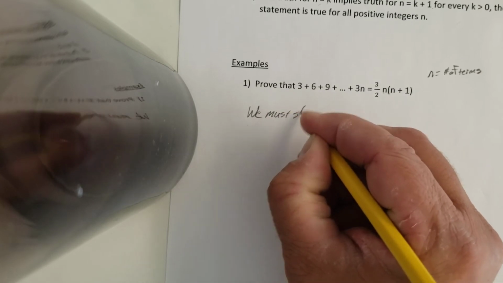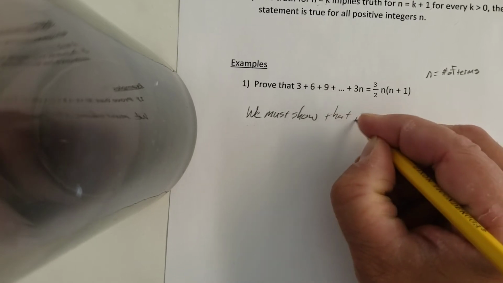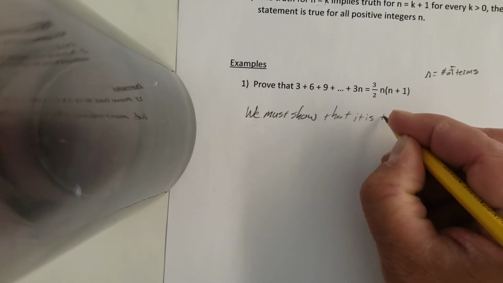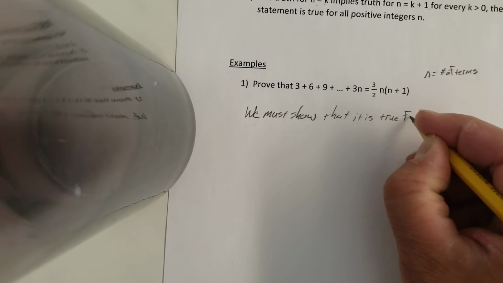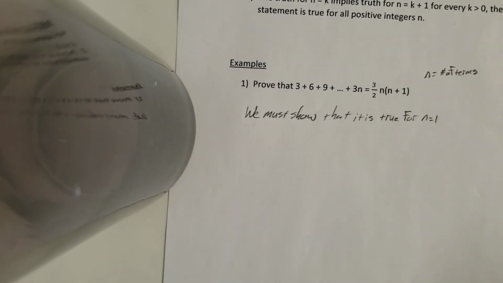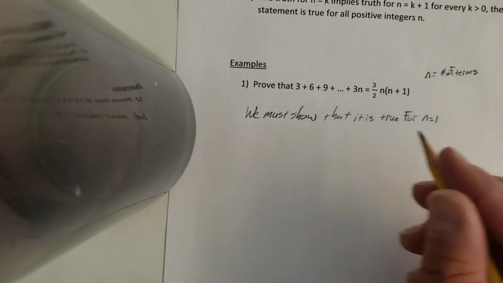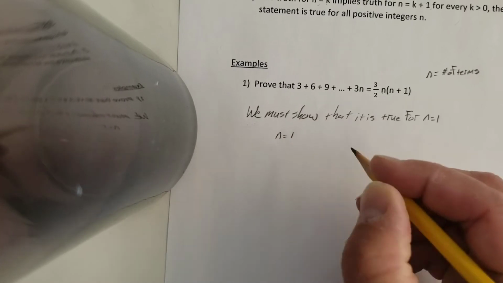Now the first thing you do is, we must show that it is true for n equals 1. That's always your first step. Always first. All right, so what we do is we do n equals 1.